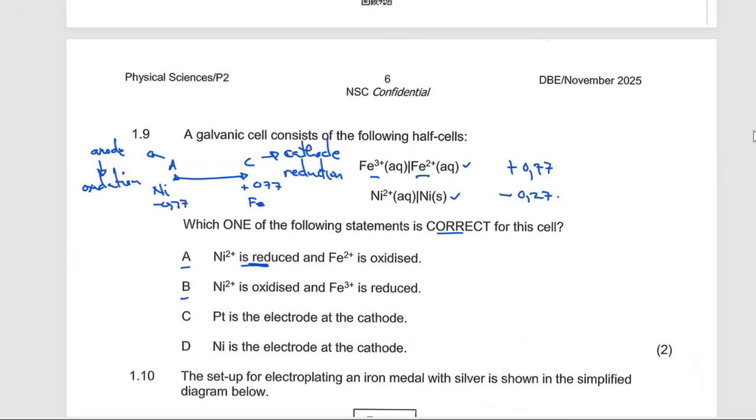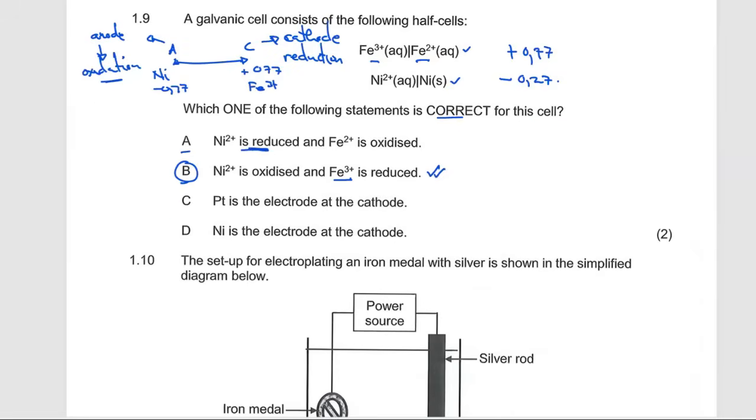Then now proceeding to the next one, it says Ni is oxidized and Fe is reduced, right? So this one matches, right? You can see our Ni will undergo oxidation, then your Fe3+ is going to be reduced. So our correct option is going to be B there. Moving on to the next one, Pt and Ni, all these others are going to be incorrect.